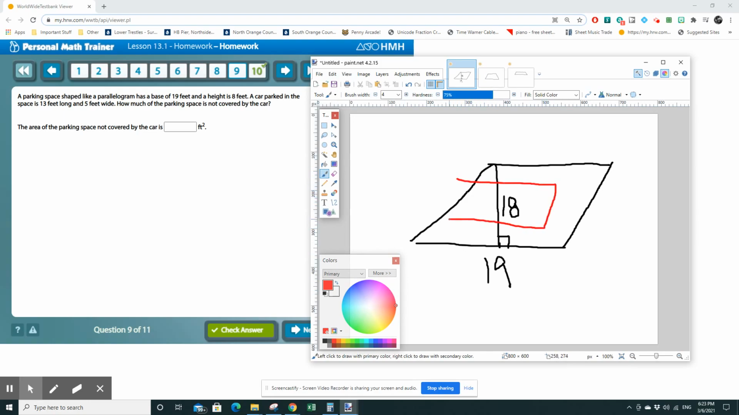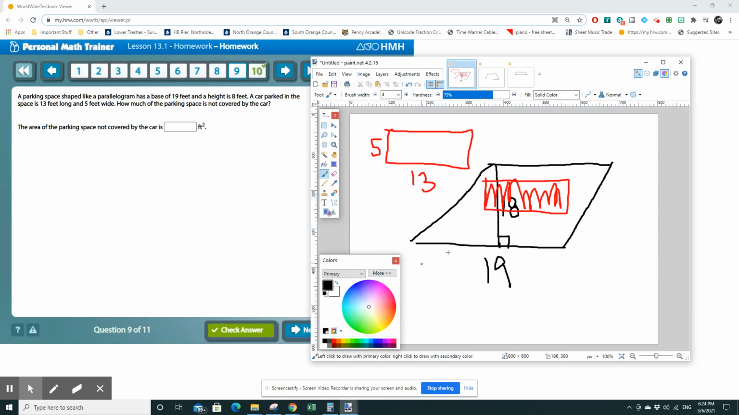And I guess I could draw the car on top of this parallelogram, but technically I don't need to. But it looks like this car is probably some kind of rectangle, 13 feet long and 5 feet wide. And they're asking us how much of this parking space is not covered by the car. Well, if we imagine that this car was on top of here, how much of the area is not covered by the car? Well, the car only covers this red space over here, which means the rest of it, all of this right here, all of that is not covered.